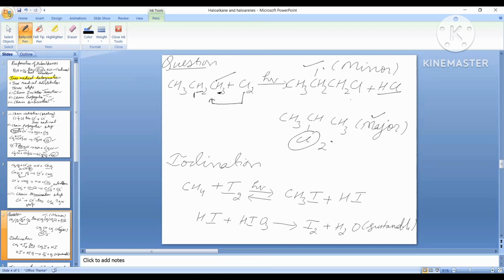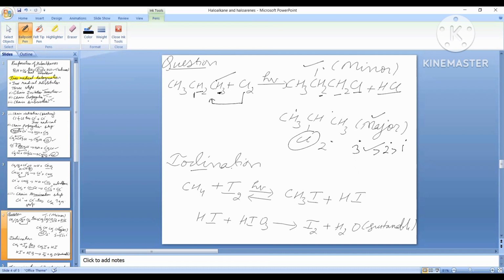What is a primary carbon? The halogen attached to a carbon which is directly attached to only one carbon is known as primary carbon. The halogen attached to a carbon which is attached to two carbons is known as secondary carbon. And the halogen attached to a carbon which is directly attached to three other carbons is known as tertiary carbon. So tertiary will be more stable than secondary and then primary.